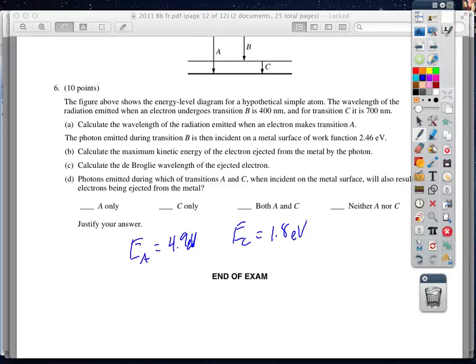So, from that, which of those is going to cause that metal to release an electron? Vivian. The second one, EC, and why? Because you're guessing, right? Okay, what is the photoelectric effect equation?